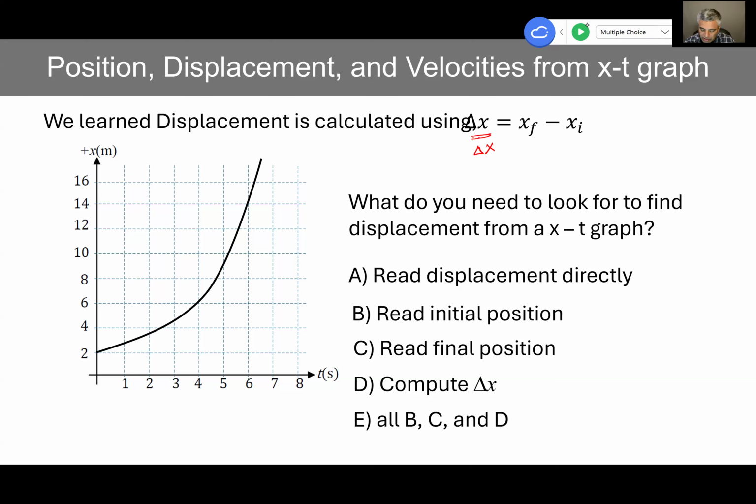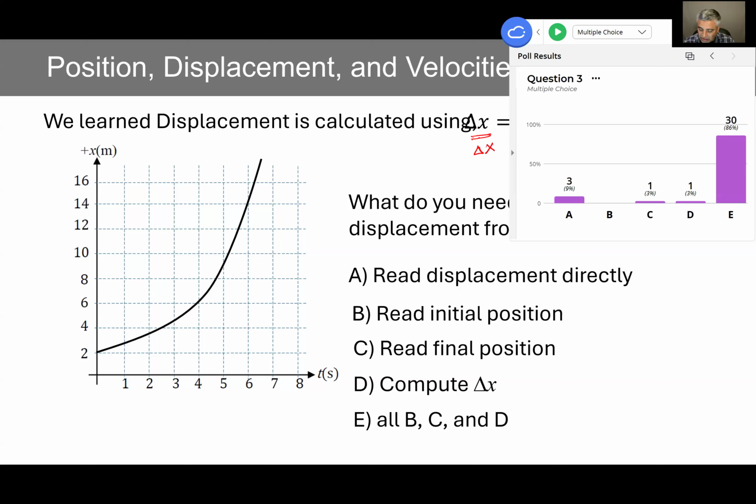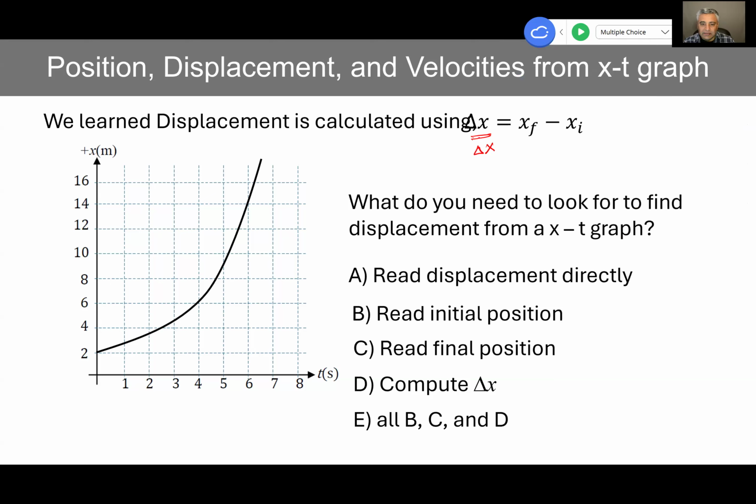So let's see what we got here. Mostly E. So that is the correct answer. You cannot directly read displacement from a graph. You need to read the initial position. See, displacement means this. So you need to read this, you need to read this, and then calculate displacement. So that's how you find displacement from a position versus time graph.